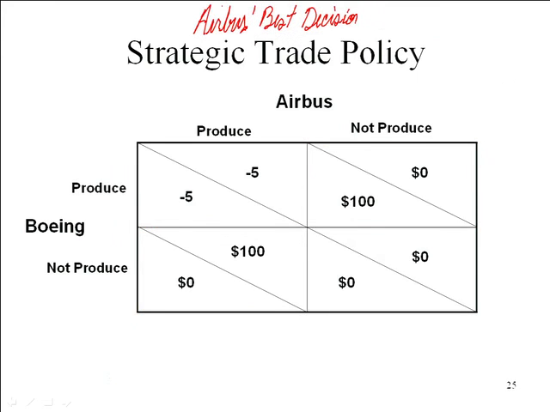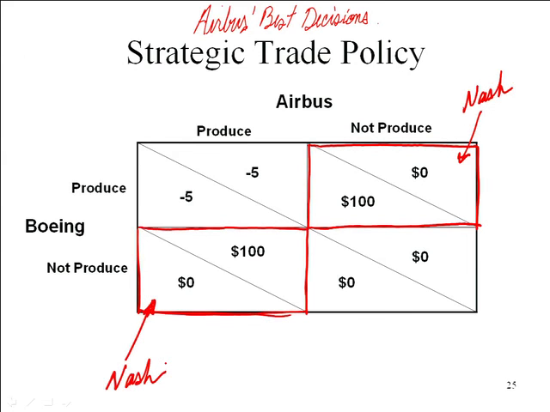So from Airbus's perspective, we want to say, what will we do if Boeing decides to produce? And if Boeing's going to produce, it makes the most sense for us not to produce. And again, this becomes a Nash equilibrium. Now Airbus says, well, what if Boeing decides not to produce, for whatever reason? Then the Nash equilibrium is for Airbus to produce. So notice that we end up with the same two Nash equilibriums for Boeing and Airbus.